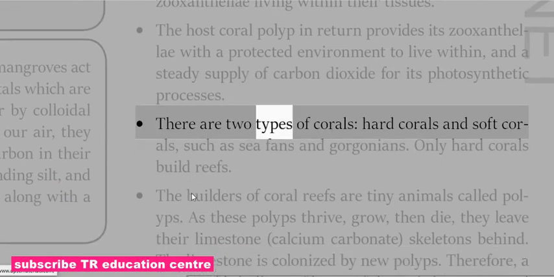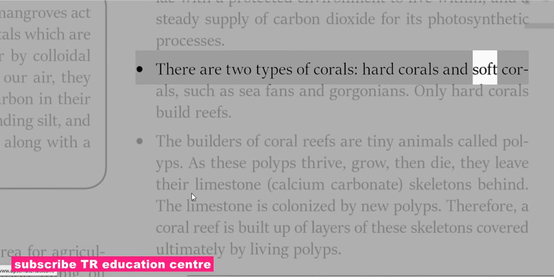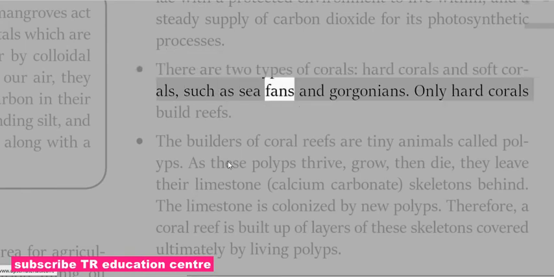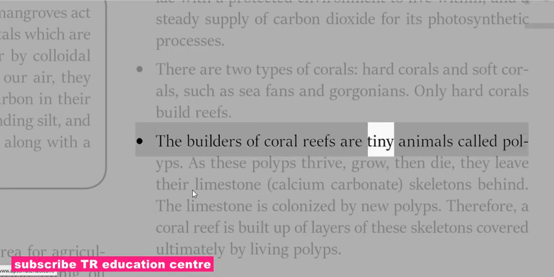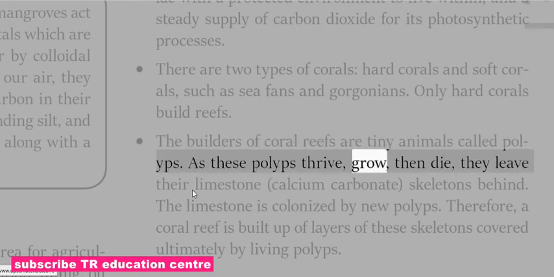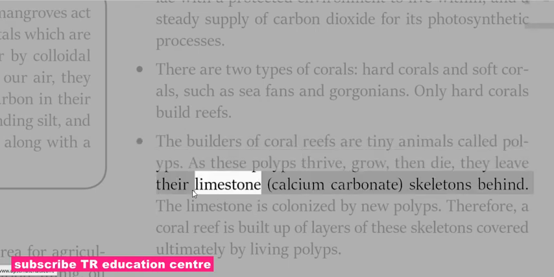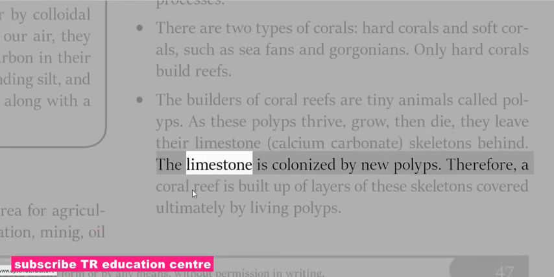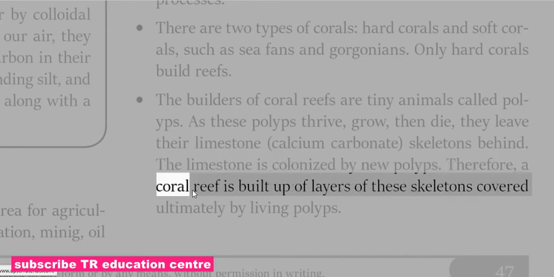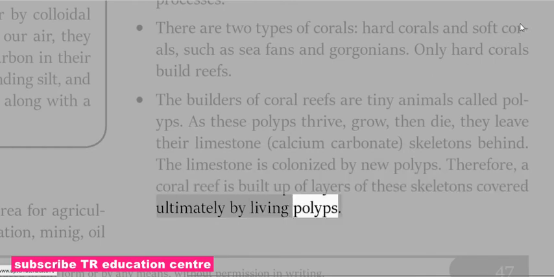There are two types of corals, hard corals and soft corals, such as sea fans and gorgonians. Only hard corals build reefs. The builders of coral reefs are tiny animals called polyps. As these polyps thrive, grow, then die, they leave their limestone, calcium carbonate, skeletons behind. The limestone is colonized by new polyps. Therefore, a coral reef is built up of layers of these skeletons covered ultimately by living polyps.